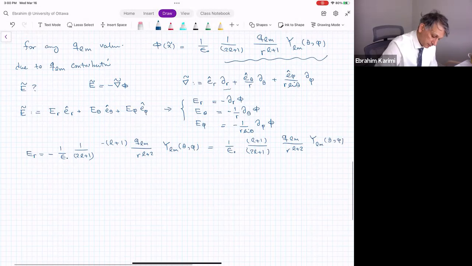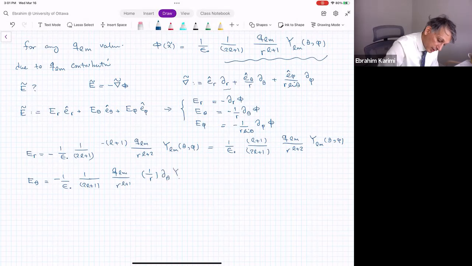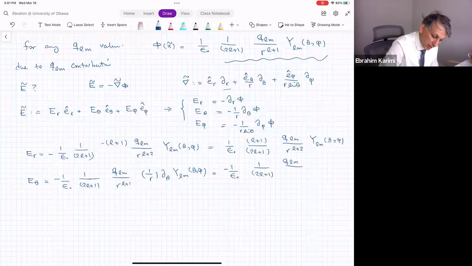What about E_theta? That would be minus 1 divided by epsilon 0, 1 divided by 2l plus 1. Now I have to take the derivative with respect to theta. That will be Q_lm, r to the power of l plus 1, 1 divided by r, derivative with respect to theta of Y_lm of theta and phi. Then if you simplify that, that will be minus 1 divided by epsilon 0, 1 divided by 2l plus 1, Q_lm, r to the power of l plus 2, and derivative with respect to theta of Y_lm of theta and phi.